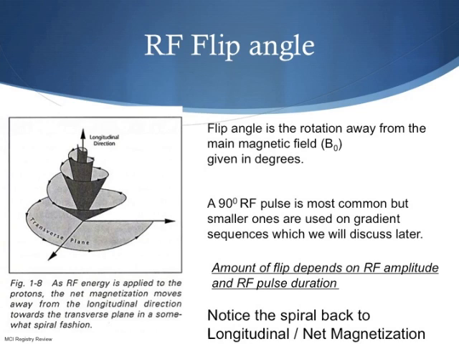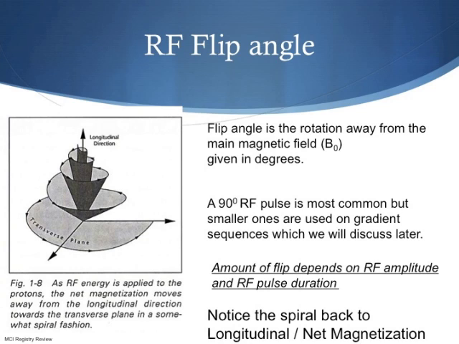The amount of the flip depends on the RF amplitude and the RF pulse duration that we were talking about earlier. Look on this picture though. There's a very important fact I want you to notice. It doesn't flip in one direction. It flips in 3 directions. The proton does not only go from the longitudinal plane to the transverse, but once it's in the transverse, it spirals back up to longitudinal, and when it's flipping down, it spirals down to the transverse. This is very important.